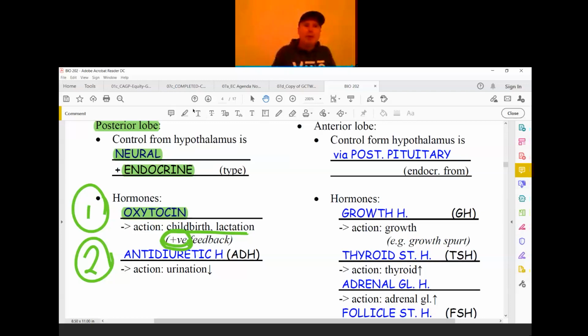So that was our first hormone that we needed to look at from the posterior pituitary. The second hormone that I want to show you is going to be ADH, and ADH stands for antidiuretic hormone.